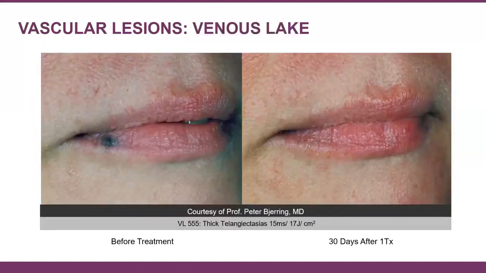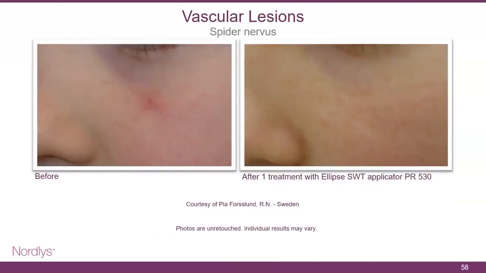So venous lake, and this is treating with the 555. Venous lakes obviously are deeper into the tissue, so we need that deeper penetration of the energy. And this was literally a month after a single treatment, and it's virtually disappeared. Here's a small spider nevi, single treatment. It's very pale, it's very pink. So again, we know it's more superficial, so we're using the 530 rather than the 555.